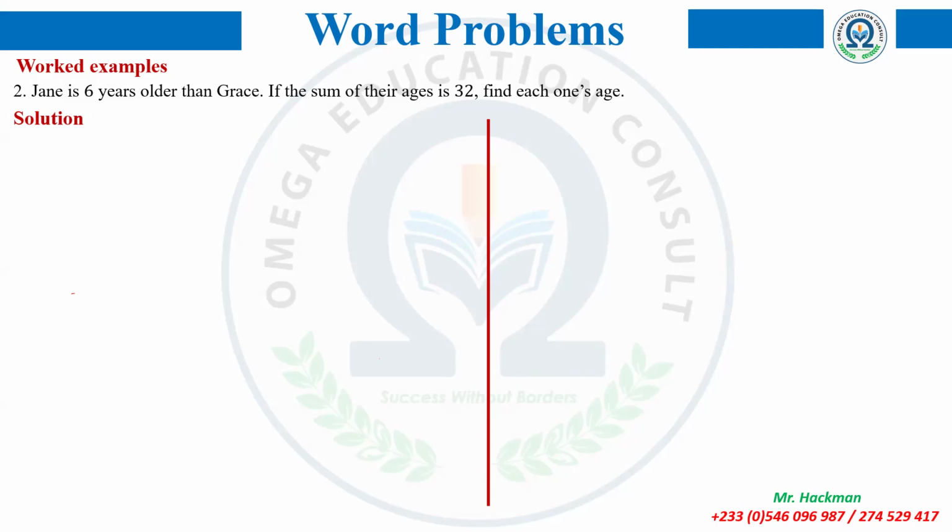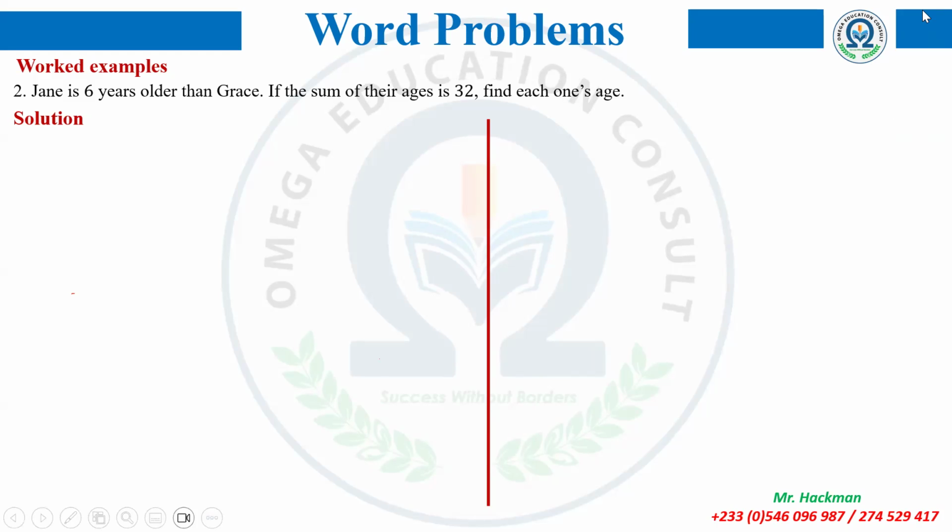So when you are doing your representation, whose age should we represent by X? Ideally, whose age? The smaller age, Grace's. Be careful. Other than that, you are going to deal with subtraction or division.